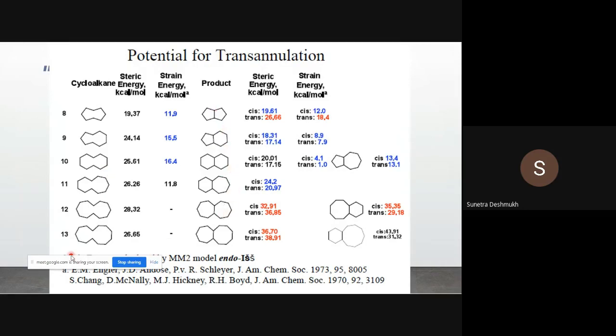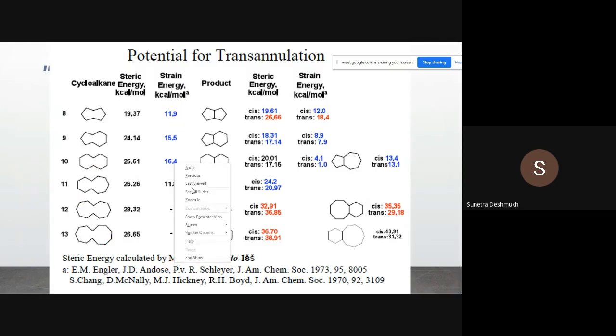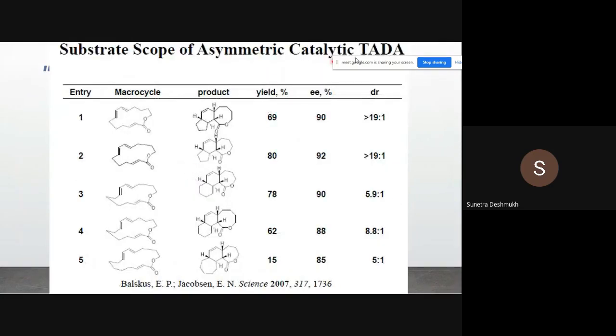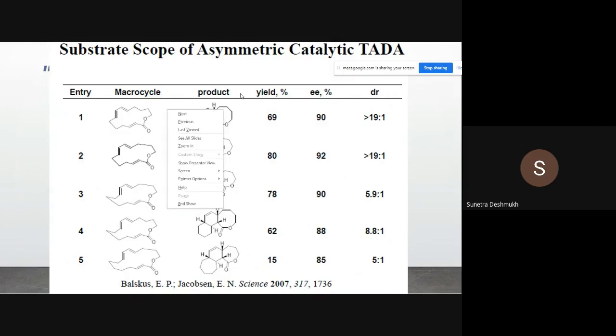Everything I have given over here with references. I have made this slide, so pay attention and you can utilize all this information from an examination point of view. With all the strain energy and everything I have included over here. Substrate scope of asymmetric catalytic TS. No one will ask me this much complicated things, but for your additional information I have dropped all these slides, so you can utilize these things for your examination.